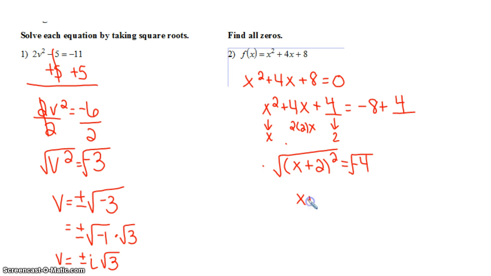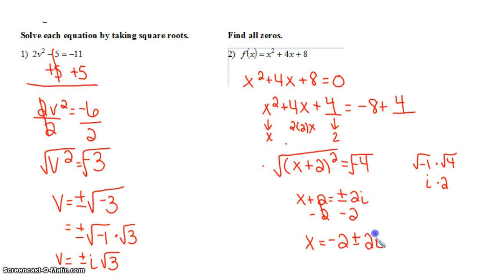So we have x plus 2 equals plus or minus, and then the square root of negative 4 actually breaks down to a negative 1 times a positive 4. Well, the square root of negative 1 is i, and the square root of 4 is 2. So I get a plus or minus 2i. Our last step is to get x by itself by subtracting 2. So our final answer is x equals negative 2 plus or minus 2i. This is a complex number. I like to write the real part of the number in the front and the imaginary part in the back.